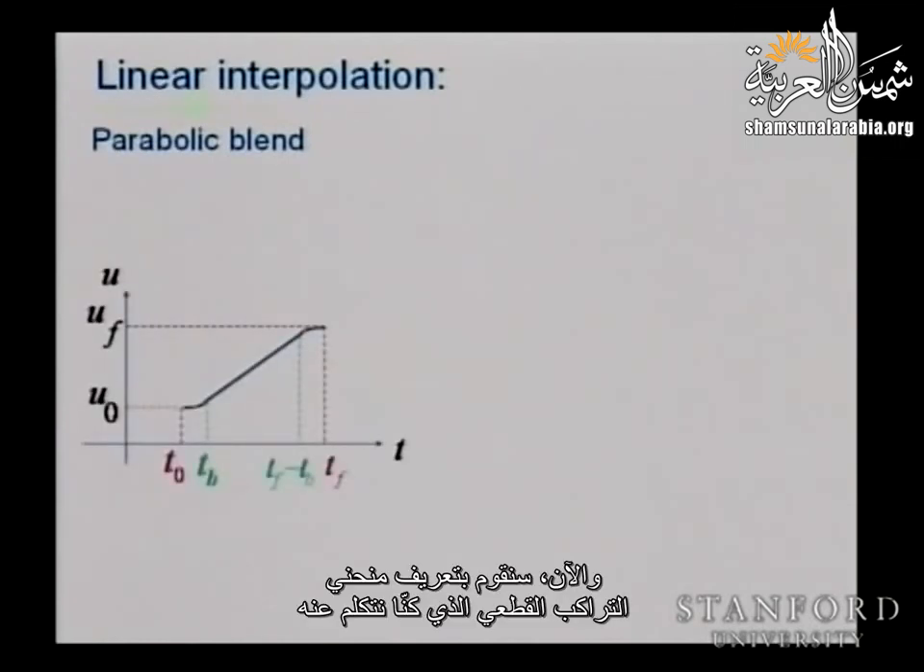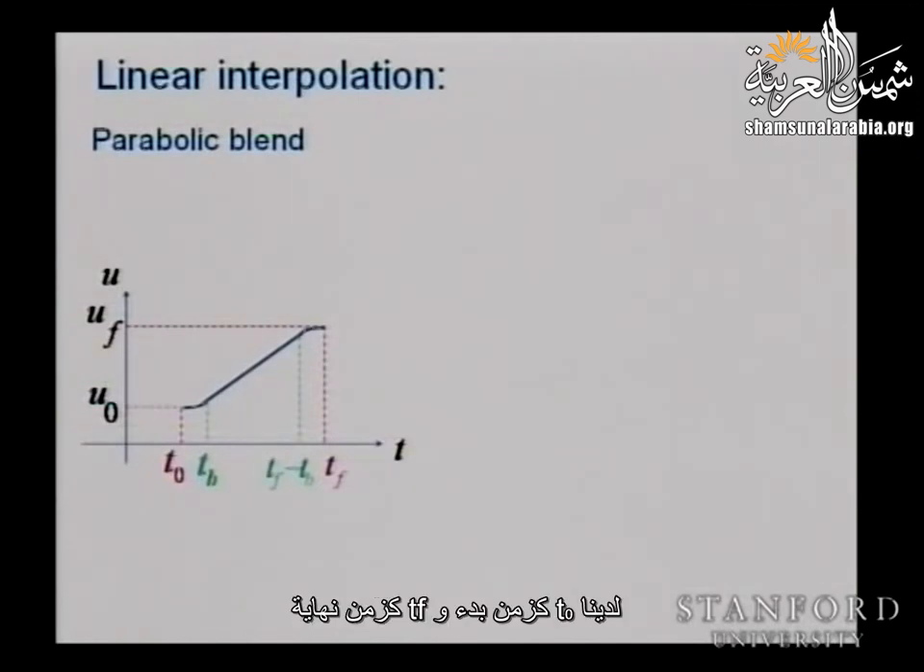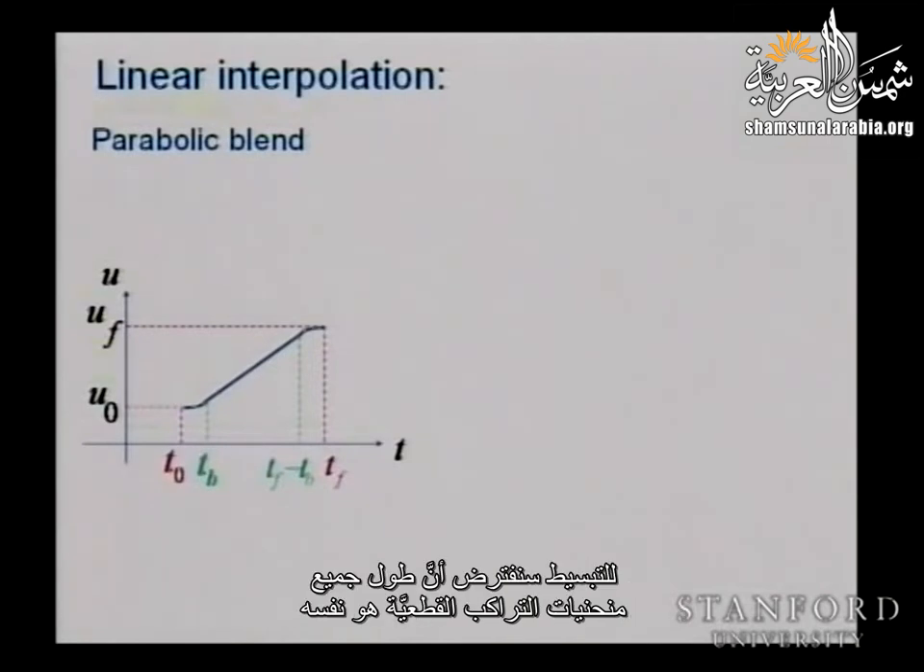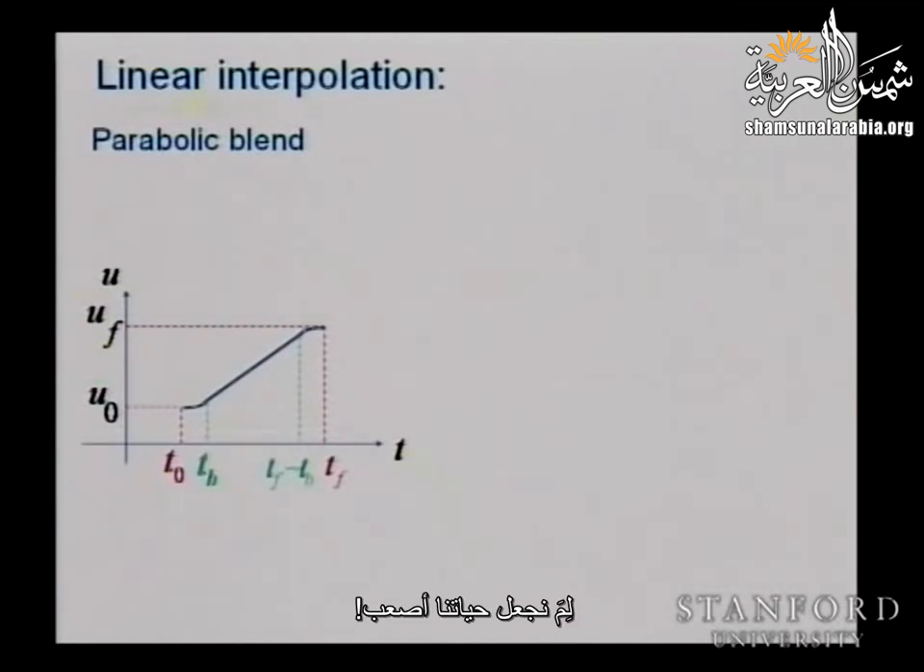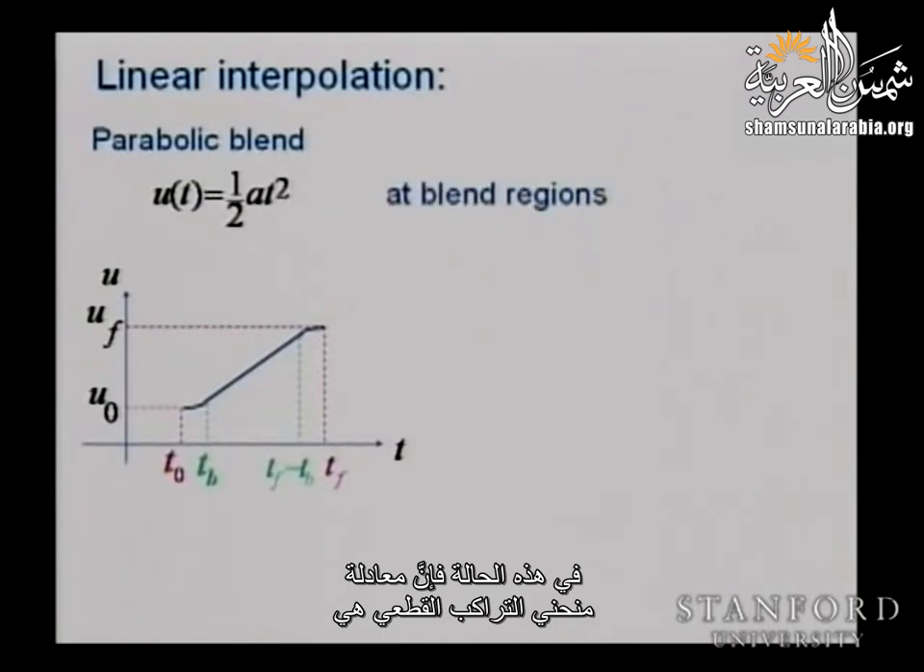Now we're going to introduce these parabolic blends that we were talking about. So t sub 0 is the starting time, t sub f is the ending time. And then we have this blend: the first blend occurs at time t sub b, and the next blend is at time t sub f minus t sub b. We'll be assuming that the length of each of the blends is the same for simplicity. Why make our life more difficult?